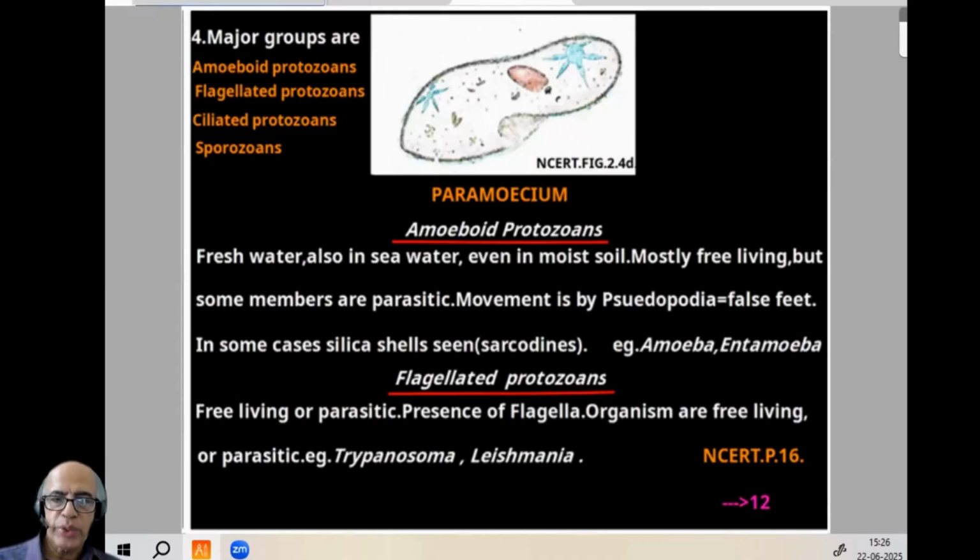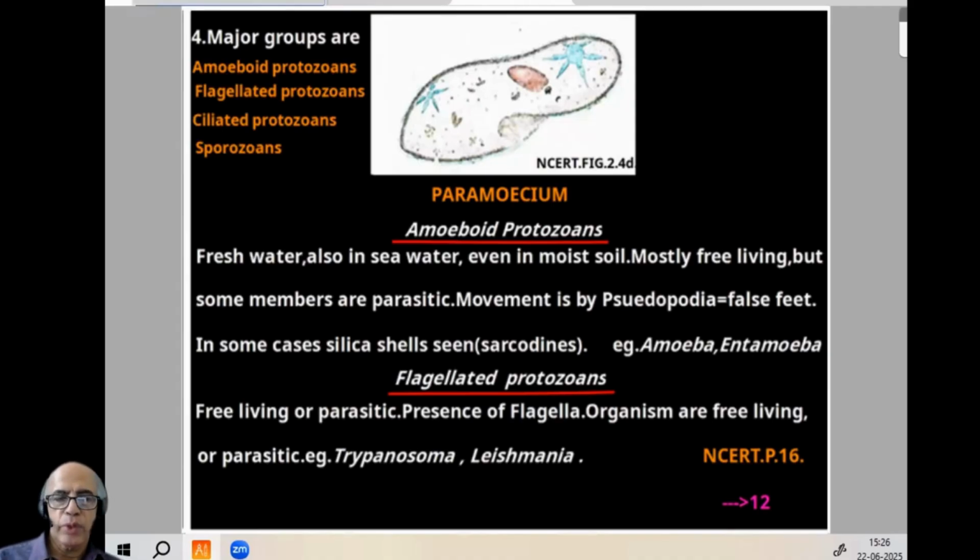Here it is freshwater, also in seawater. Even in moist soil, we can observe them, mostly free living, but some members are parasitic, some only parasitic. Then, movement is by pseudopodia, false feet. In some cases, silica shells are seen, often called sarcodines. And a typical example for amoeboid protozoan is amoeba and Entamoeba.